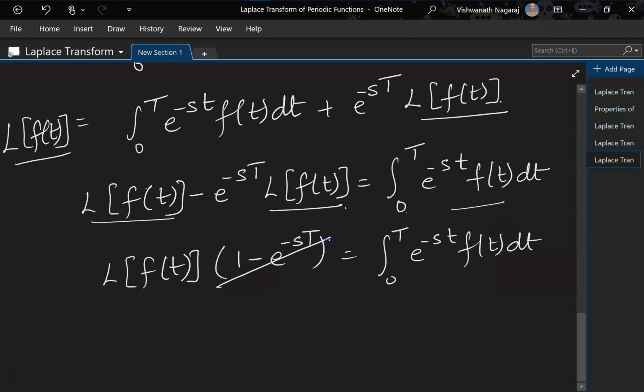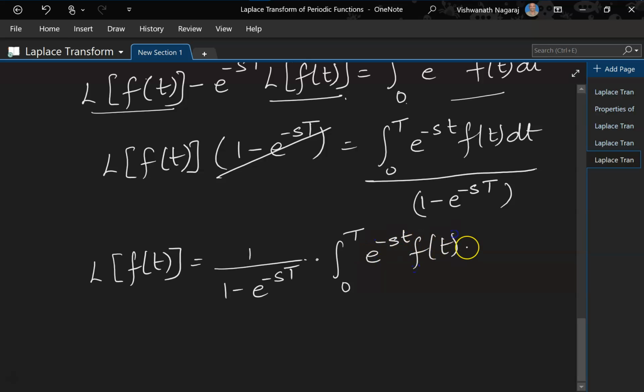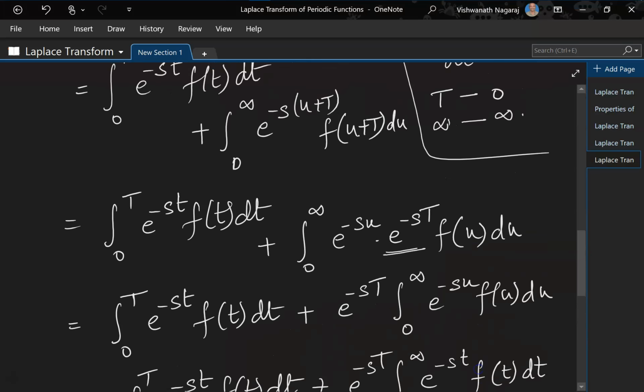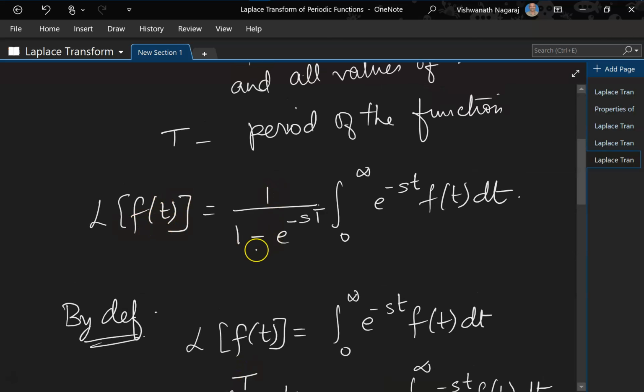Now let's take this to the other side. So the Laplace transform of f of t is equal to 1 by 1 minus e to the power of minus s capital T times the integral from 0 to capital T of e to the power of minus st f of t dt, which is what we had to derive.